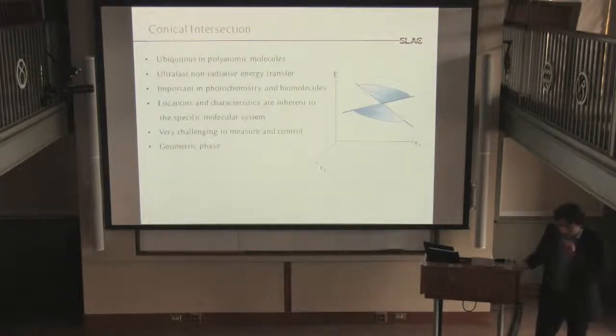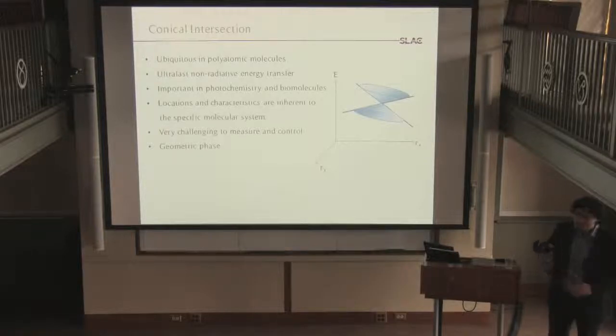So, again, a quick recap. These conical intersections are very common, very ubiquitous. They're very important in the fact that they do this non-radiative energy transfer. But as an experimentalist, what challenges me is the fact that they're set. I can't do anything with them. They're inherent features of the molecule I'm studying. So it's at some internuclear separation, in some coordinate, at some point, at some energy. So it's really hard to access or to measure them.